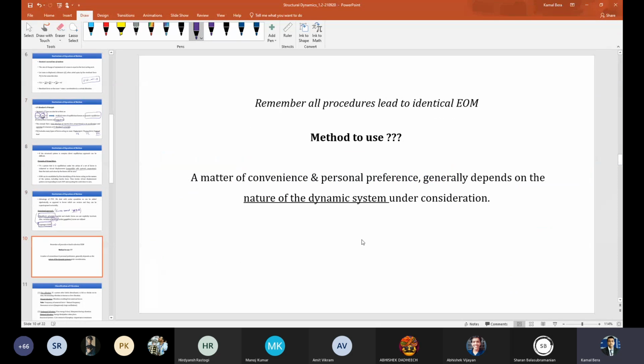So which method to use? Remember, all procedures lead to the identical equation of motion. This is about convenience, and sometimes it is also personal preference, but it generally depends on the nature of the dynamic system you are handling. Fine, I'll stop here.